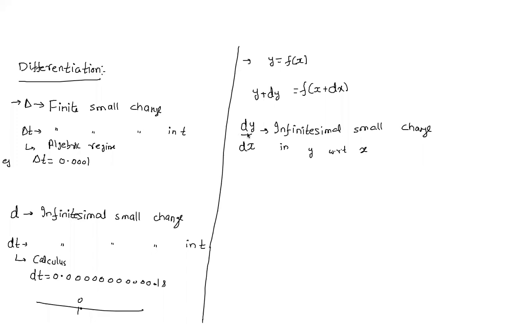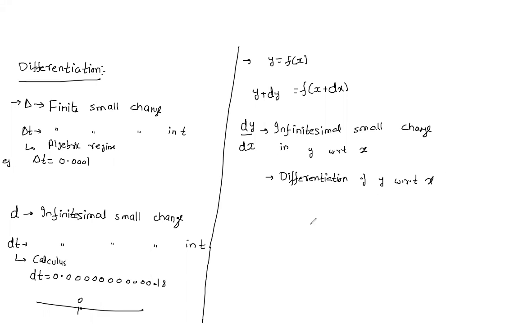This dy is a single term. You cannot cancel this d with d. This dy and dx are just single terms. And mathematically, we call this differentiation. This is differentiation of y with respect to x. So this is how we differentiate y with respect to x. We write this simply as dy over dx.